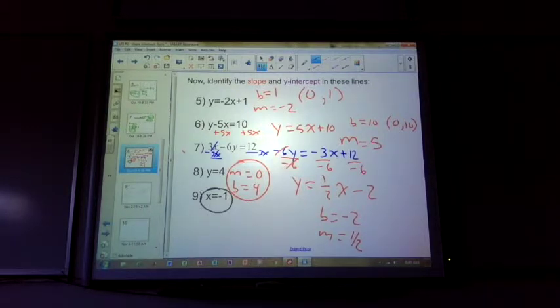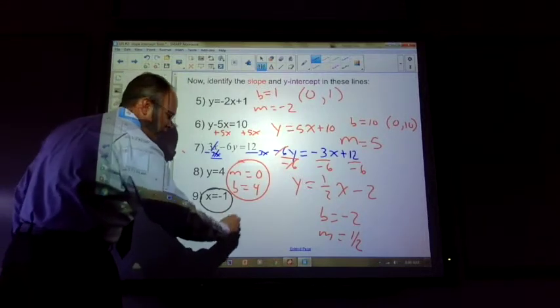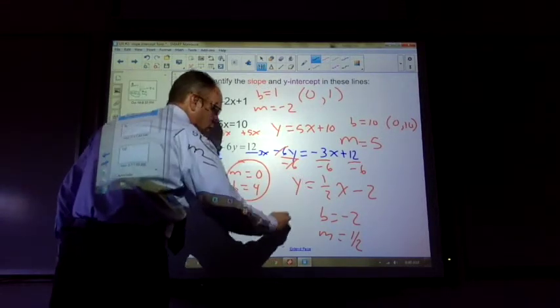U and V are right next to each other. Vertical starts with V, undefined starts with U. U and V are next to each other. Illuminati, good. All right, so the slope of this one is undefined. So you could write it like that.